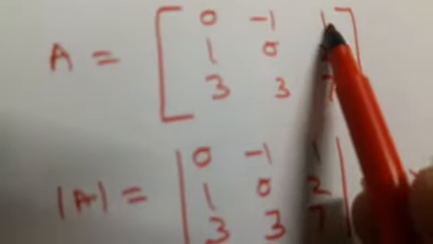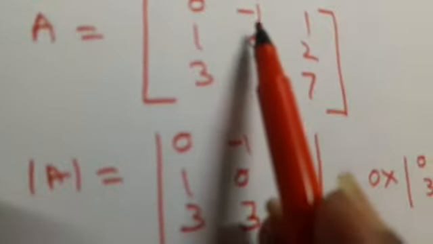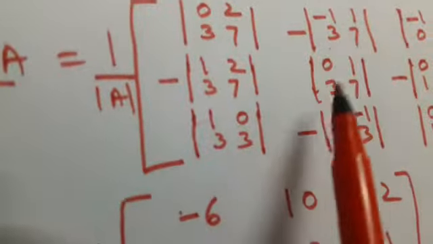Next for 1, which is in the 3, 1 position, the remaining elements are 1, 0, 3, 3. It is positive because minus 1 to the power 1 plus 3 is plus. Similarly, the alternating signs come as usual in the adjoint of any matrix. So minus, and the next element is 1, whose remaining elements are minus 1, 1, 3, 7.